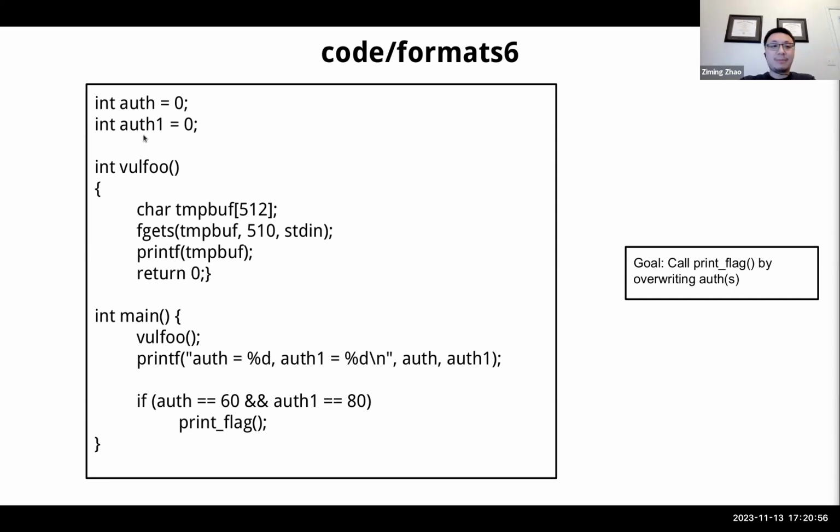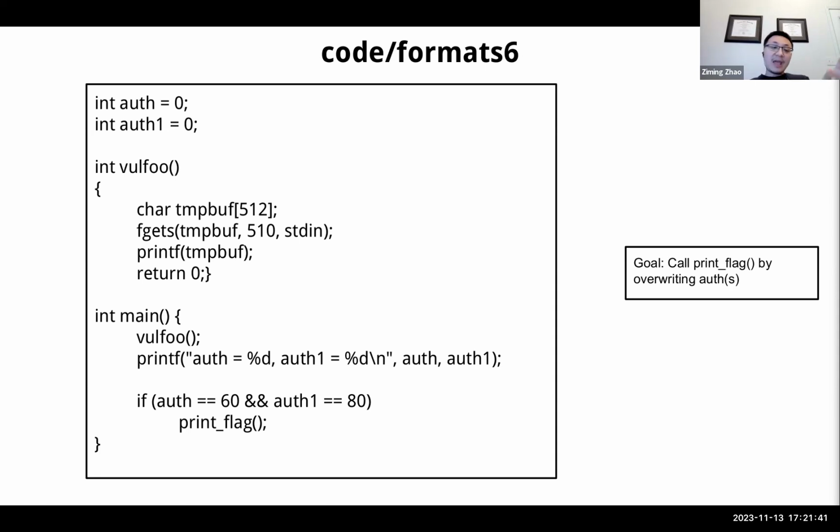We are going to overwrite both auth and auth1. However, auth we have to overwrite to 60, and auth1 we have to overwrite to 80. And we have a constraint, remember? We cannot directly say, I want to write this value at this address. We cannot do that. printf, or any other print, will only write how many bytes of data have been output so far to the address that %n corresponds to. So we do not directly control. You cannot directly say move 60 to auth1.